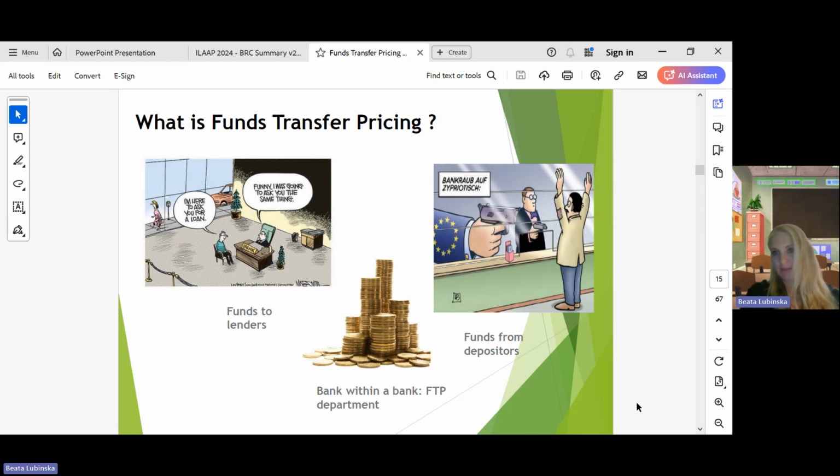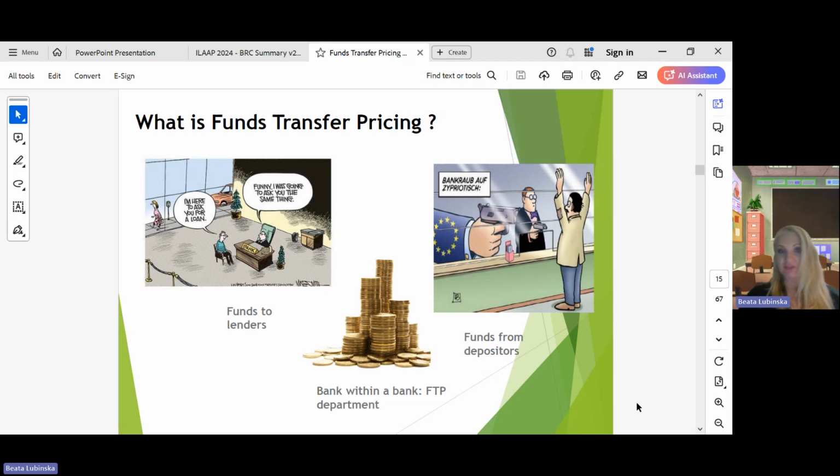Obviously, here we are talking about financial institutions. So specifically, we are talking about mechanisms and processes, because it's not one concept. FTP is a collection of different concepts. So first of all, we have the FTP curve, we have the FTP methodologies, we have the FTP landscape. By FTP landscape, I mean all products which are subject to FTP rate.